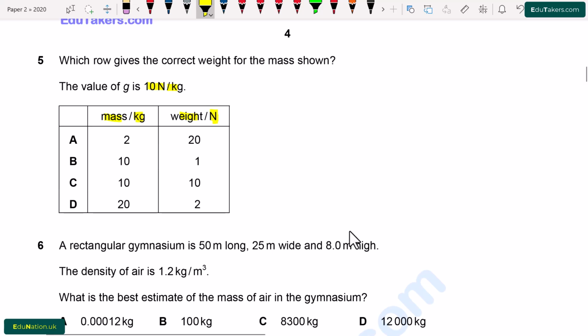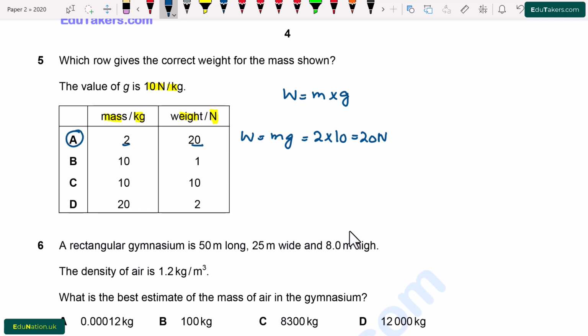So first of all, we know that weight is equal to the product of mass and g. The value of g is 10 Newton per kilogram. We check all of these given possibilities A, B, C and D. So for A, weight will be equal to mg. Mass is given 2 kilogram. 2 multiplied by 10 will be equal to 20 Newton. So here weight is equal to 20 Newton, which is correct.